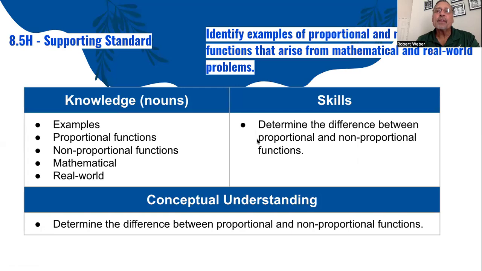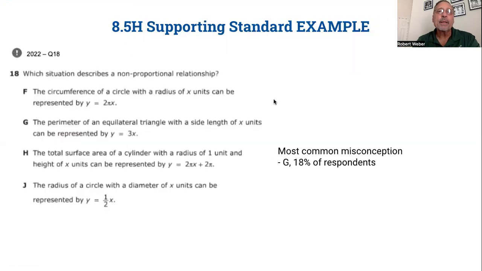8.5H, identify examples of proportional and non-proportional functions that arise from mathematical and real-world problems. Taking you onward, the example here: describe which situation describes a non-proportional relationship. So you'd have a b value to begin with.